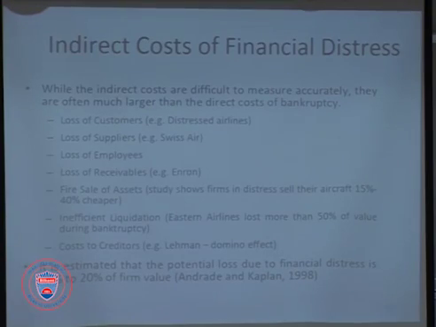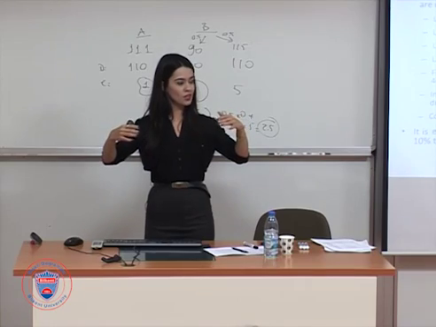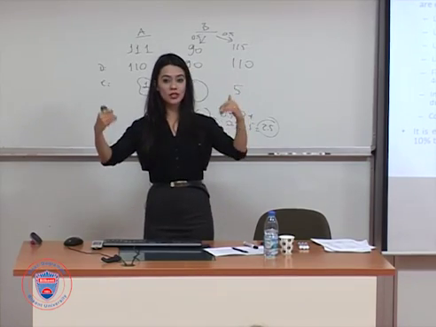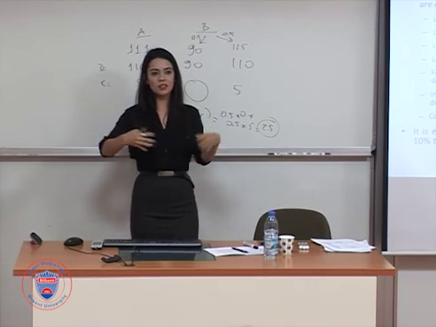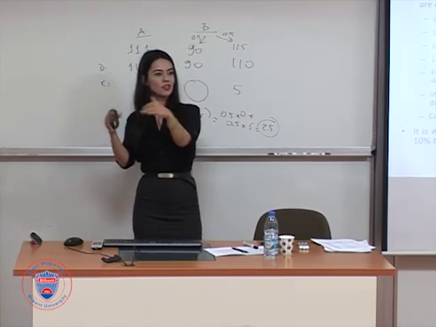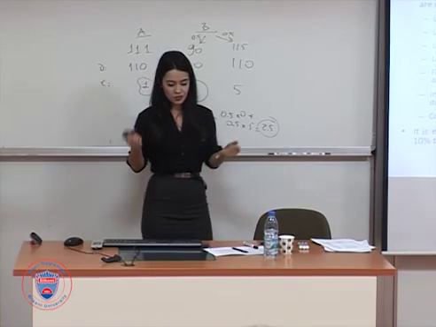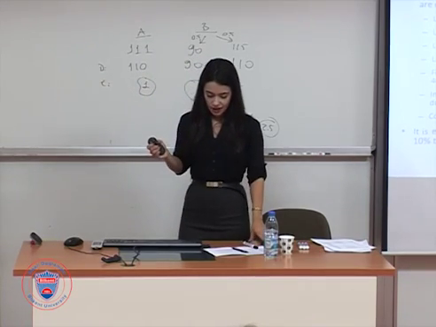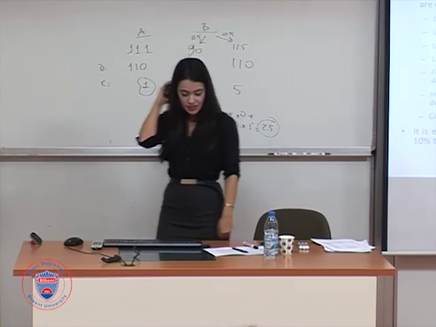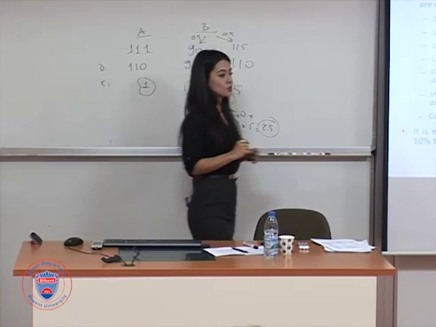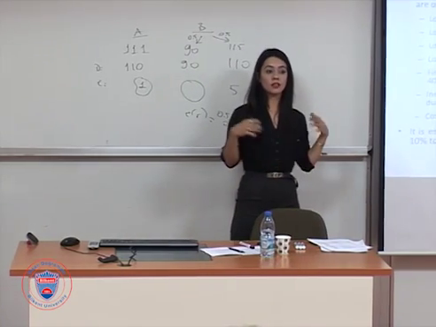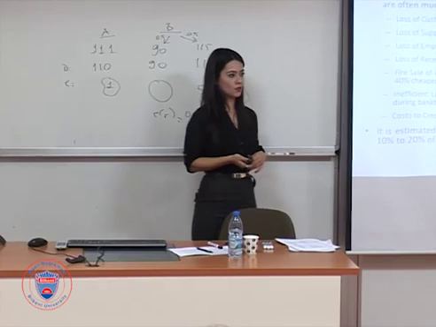The other one is cost to creditors. Like when Lehman went bankrupt, it also created a problem for the creditors, because creditors to Lehman were also affected by this bankruptcy. They gave lots of money to Lehman, and they couldn't get their money. Then it was like a domino effect, they were in trouble as well. So that's another thing. In general, it's estimated that the potential loss due to financial distress is around 10 to 20% of the firm value. So lots of value is lost because of the indirect cost as well.